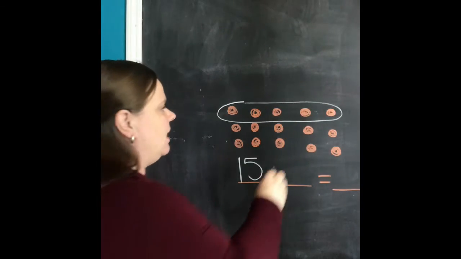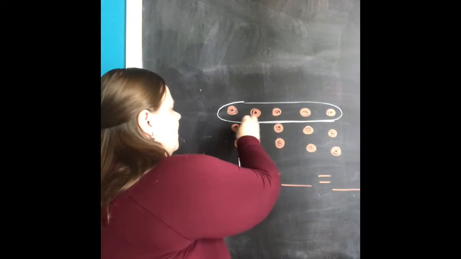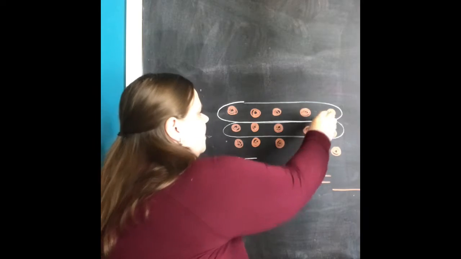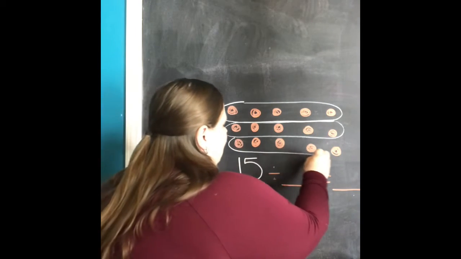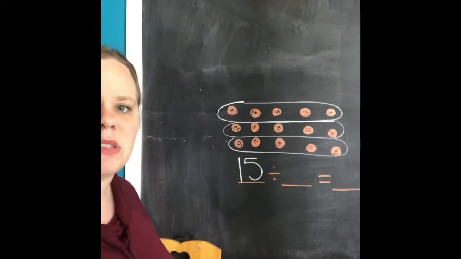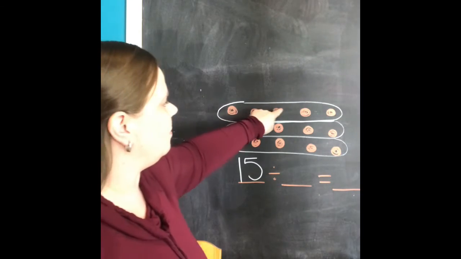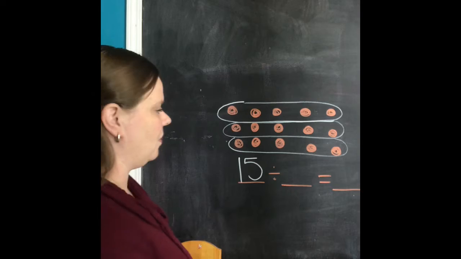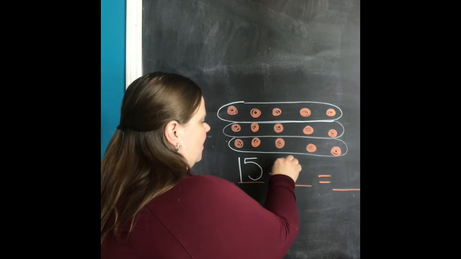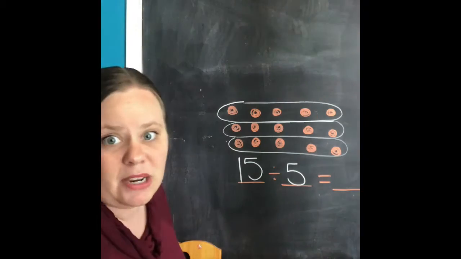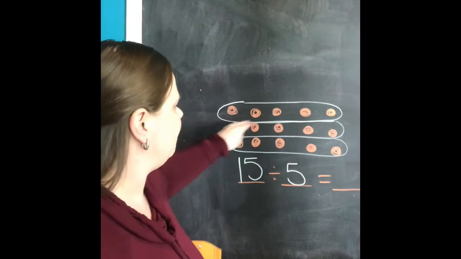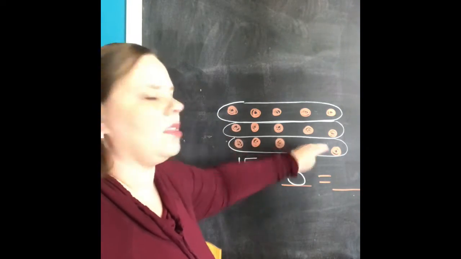One row of 5. 2 rows of 5. 3 rows of 5. And there's 1, 2, 3, 4, 5 in each row. So I'm going to put that down over here. And now how many groups do I have? I have 1 group, 2 groups, 3 groups.